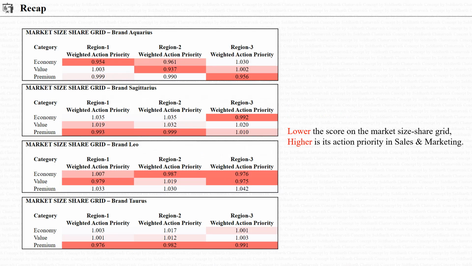In an earlier video, we saw how market size share grids can be used to identify the areas that need action. Also, we saw how we can prioritize amongst these areas of action. Please use the link given below to see the video on how to create market size share grids for your products sold in different territories.